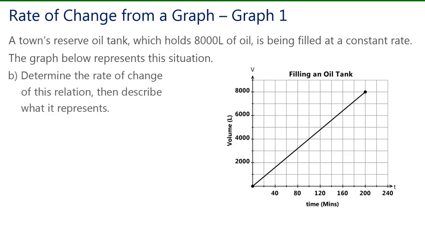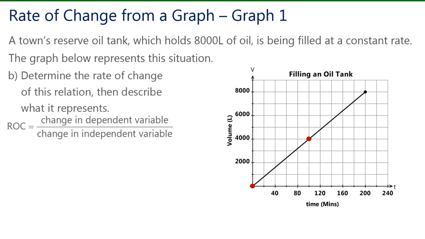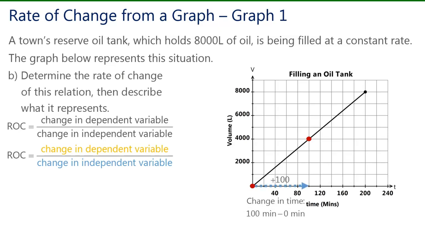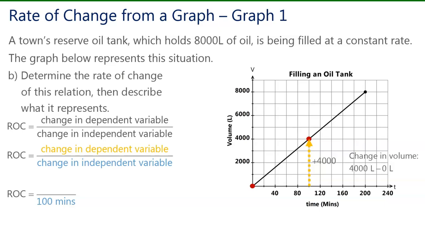Next, we determine rate of change. Choose 2 points on the line. These are selected because they're both on the grid lines. The rate of change is the change in the dependent variable divided by the change in the independent variable. The change in independent variable from red point to red point is a change of 100 minutes. The vertical change between the two red points is an increase of 4,000 liters.